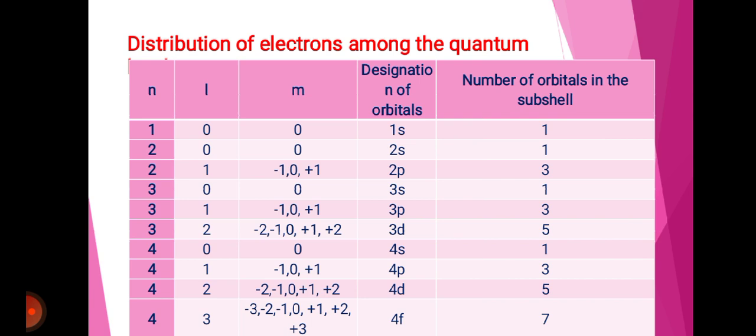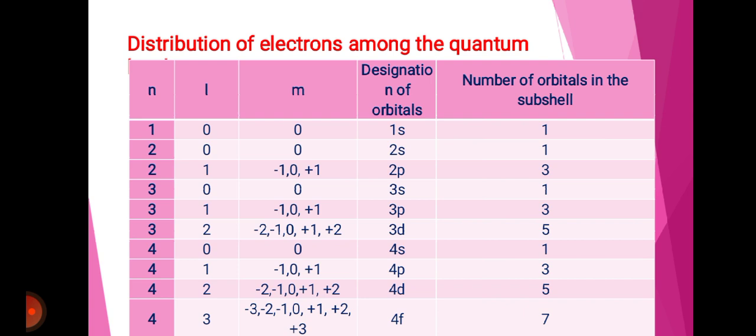And if principal quantum number is 2, the l values are 0 and 1. So the m values for l equal to 1 are minus 1, 0, plus 1. So this is the 2p orbitals. The number of orbitals is 3. For example, if the principal quantum number is 3, l values may be 0, 1 and 2. If l is 0, the magnetic quantum number is 0. So 3s orbital and only one orbital. If the l value is 1, m is minus 1, 0, plus 1, there are 3p orbitals, 3 orbitals are there. If l is equal to 2, the magnetic quantum numbers are minus 2, minus 1, 0, plus 1 and plus 2. This is the 3d orbitals. There are 5 d orbitals in the subshell.